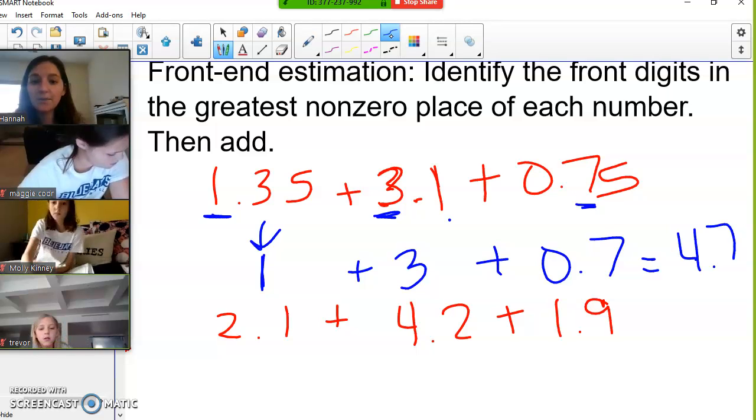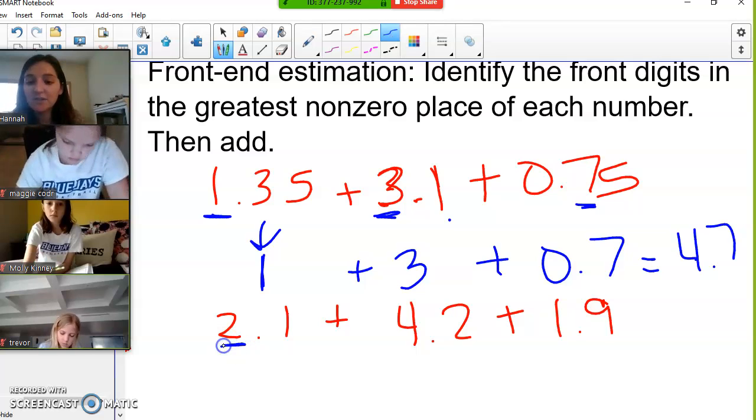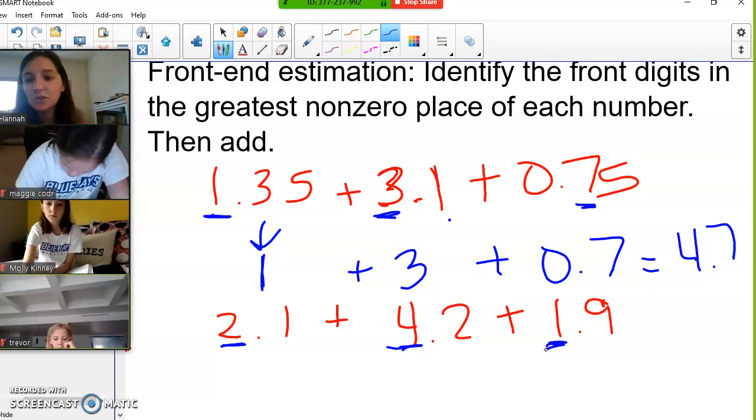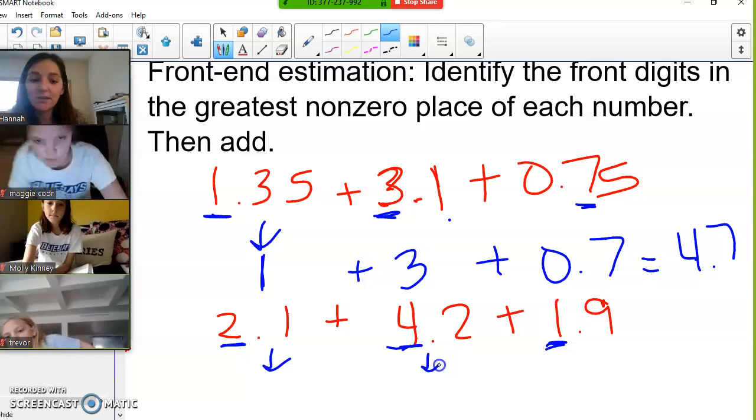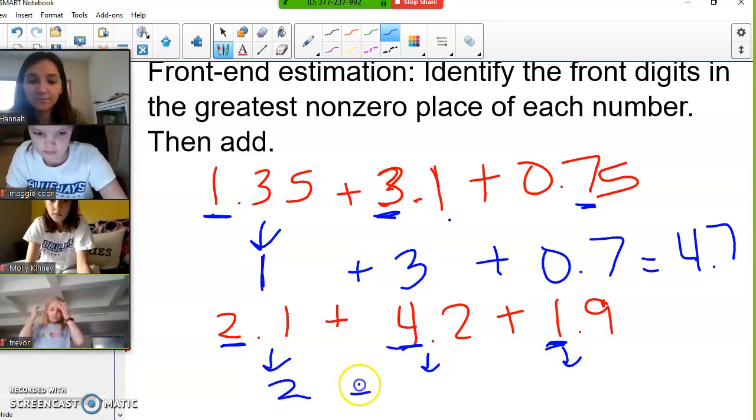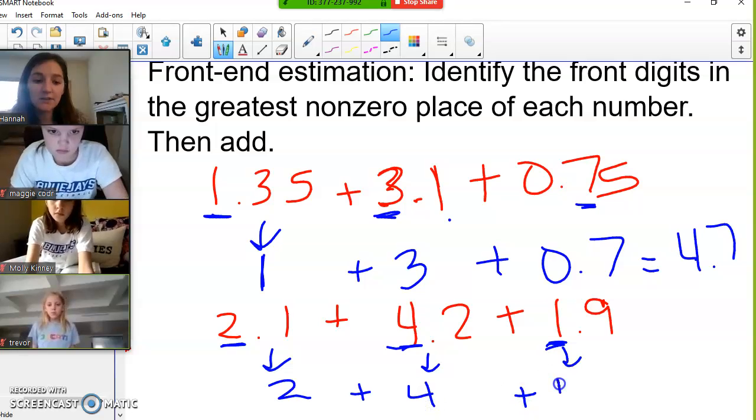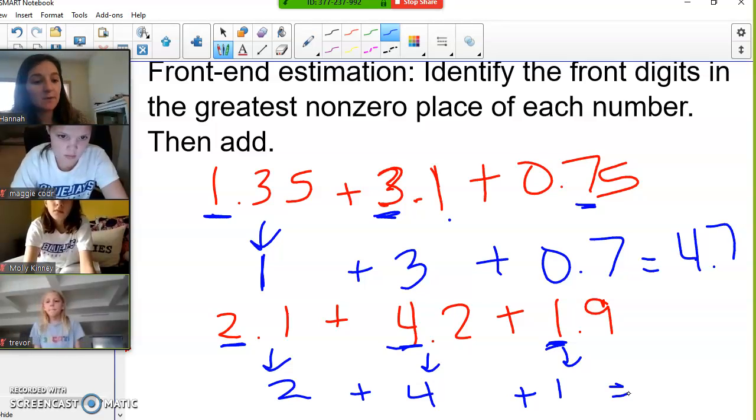Okay, and then I'm going to go through and I'm going to underline the first non-zero number, and I'm going to start from the left and move to the right. So I see we have 2 here. That's the first non-zero number. 4 and 1. And another way to think about it too is what's the greatest non-zero number that we have here? Well, 2 is going to be the greatest non-zero number that we first run into. Okay, and all we're going to do, am I going to round it? Nope. I'm just going to write down that number. So we have 2 plus 4 plus 1. And you're just going to add. So 2 plus 4, 6 plus 1 is 7.